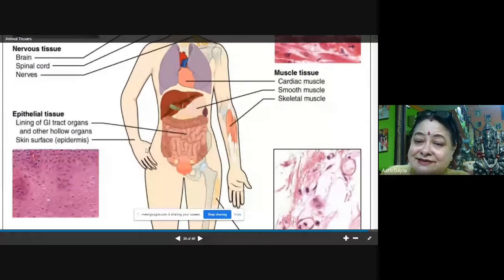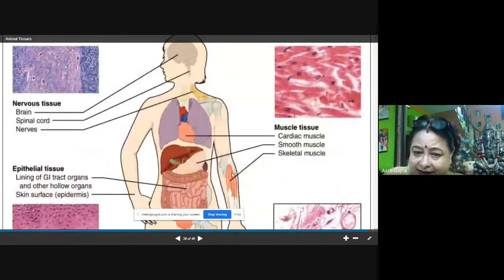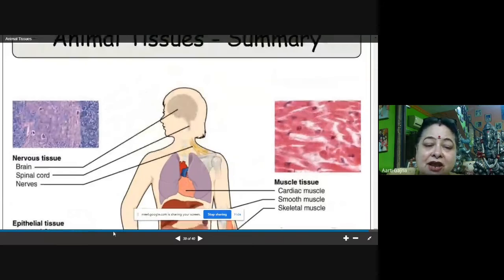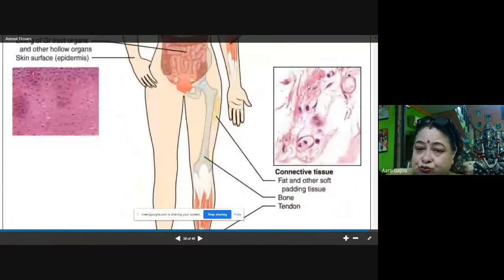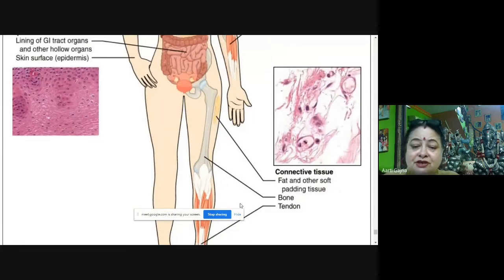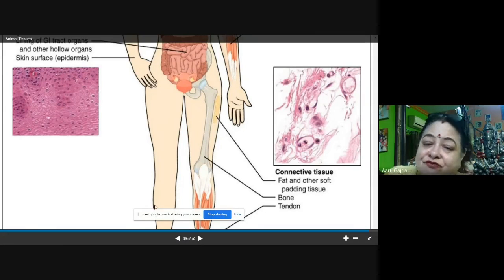Then there is muscle tissue. The muscles are there. They are with the skeleton, so they are skeletal muscle. Inside the organs, the smooth muscles, and heart muscles, the cardiac muscle. So three types of muscles are there. Then we have discussed the connective tissue. There are different types of connective tissue. The bone is there, the tendon is there, the ligament is there, the fat is there, the cartilage is there, blood is there, lymph is there. So these are all different types of connective tissue.